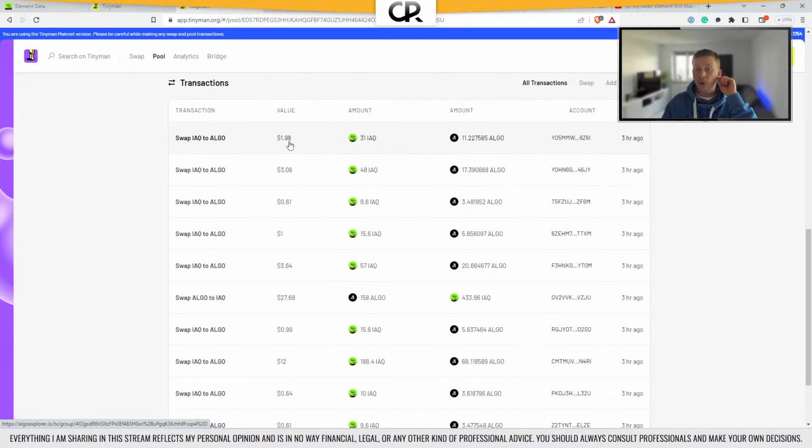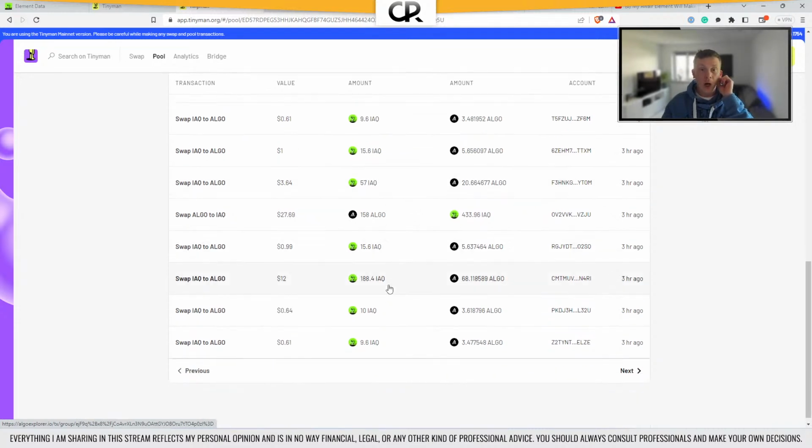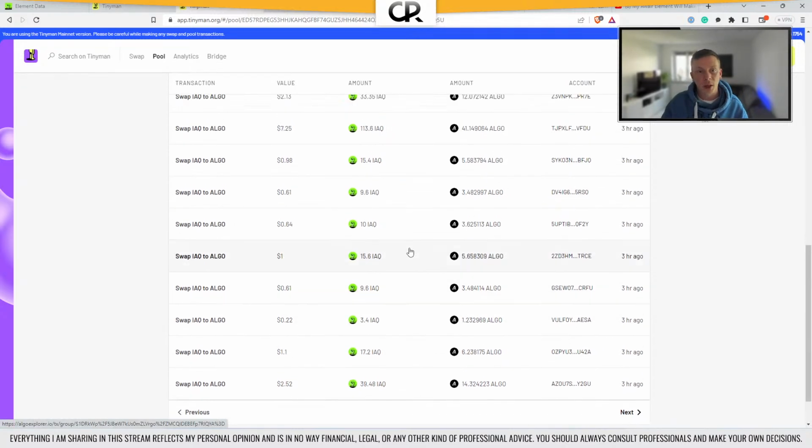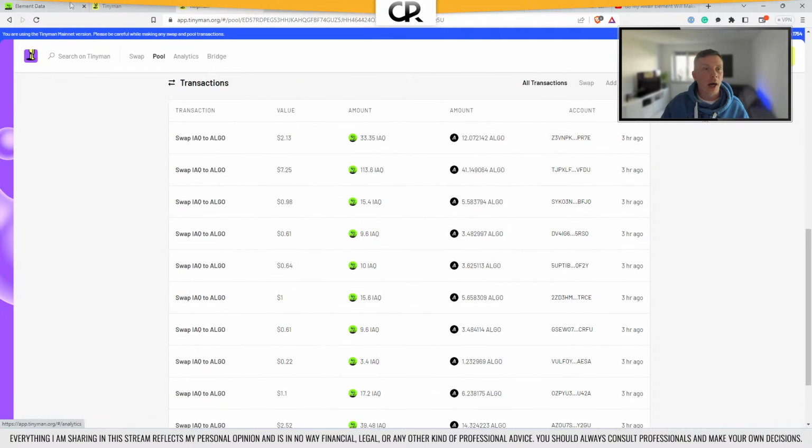That's not the case even remotely, because the majority of users, even though it's small numbers, 31 IEQ, 48, 96, blah, blah, blah, are selling, where only a fraction of users is adding liquidity or buying, so swapping their algo for IEQ.